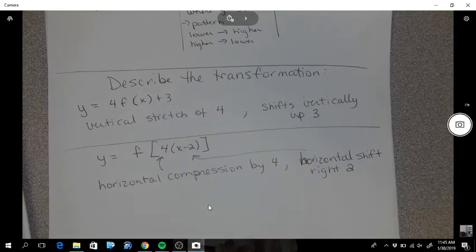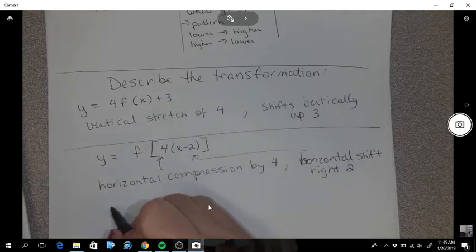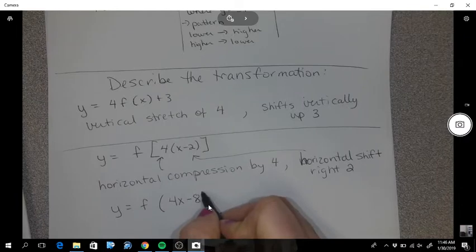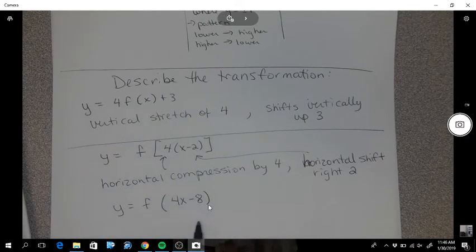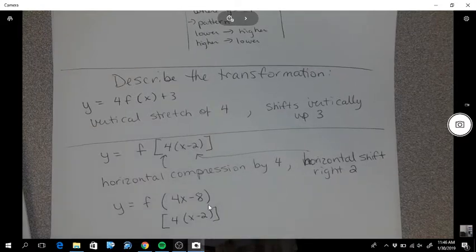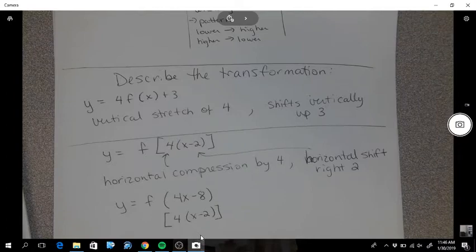Okay, you have to be careful sometimes on these ones because what if I had just given you something like that, right? You would have to understand to factor out the 4, and that would determine that it goes right 2. Okay?